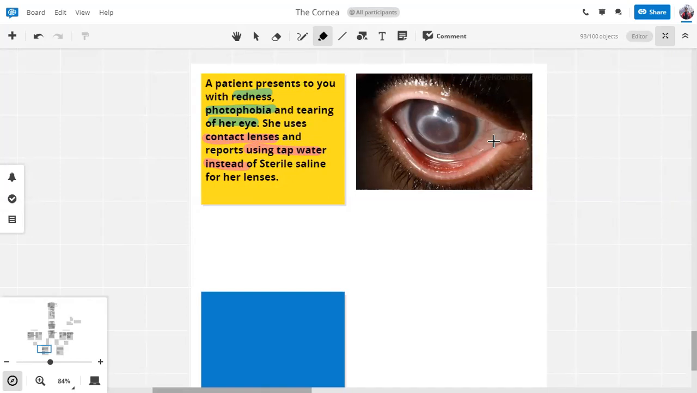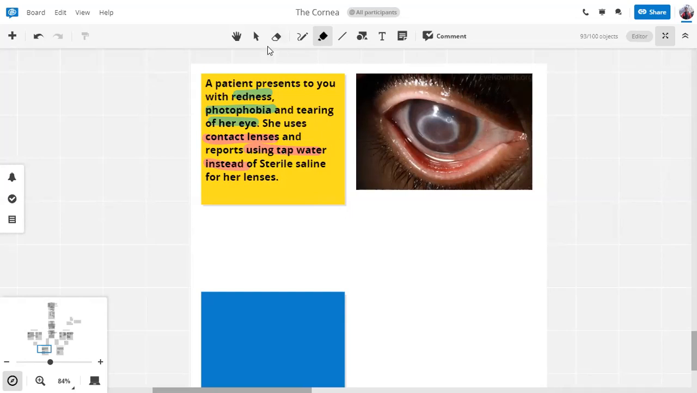So we have a very important context clue. And sometimes only this context clue is given. There is no other history except for that which points towards corneal ulcer. You get a typical history of corneal ulcer, and there's nothing else given. There's no examination, there's no treatment. They just want you to tell the organism. Which organism causes corneal ulcer in contact lens users who use tap water instead of sterile saline?